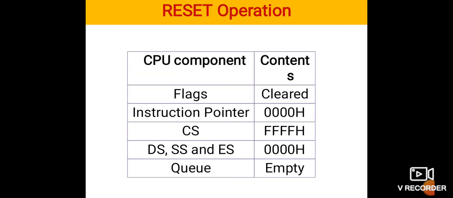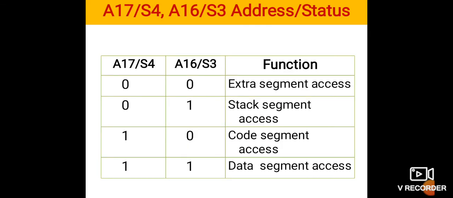And the reset operation: when the processor is reset, all the flags will be cleared, the instruction pointer will point to 0000, the code segment will point to FFFF, and the remaining segments will point to 0000, and the queue will be empty.